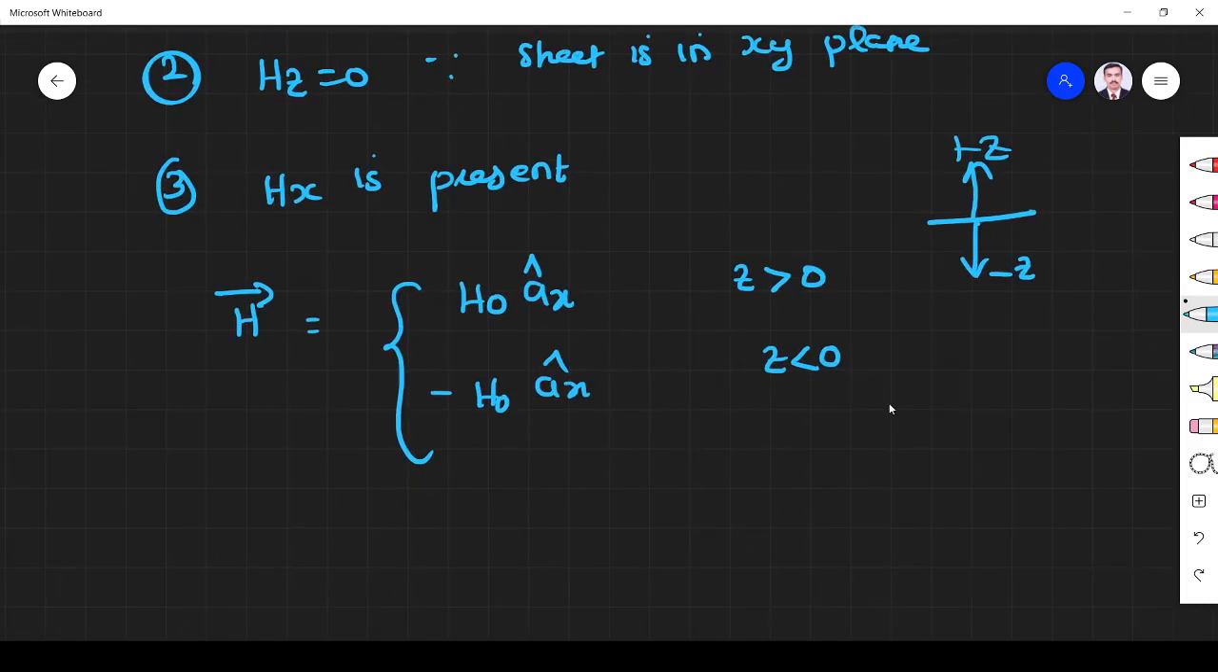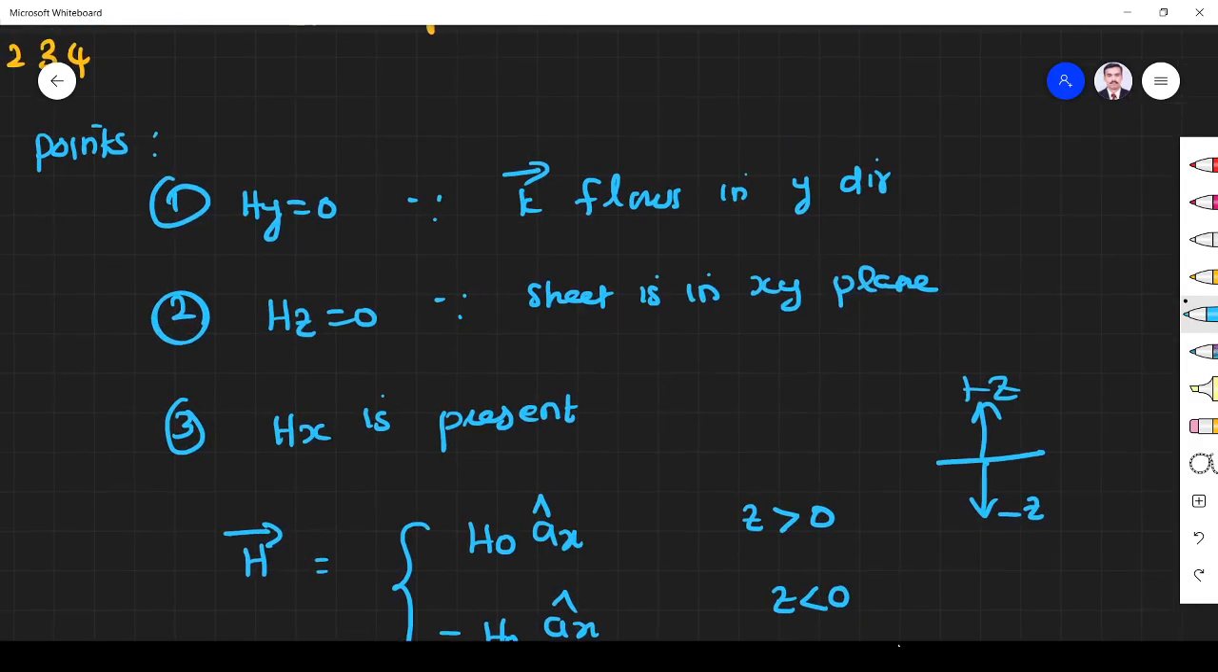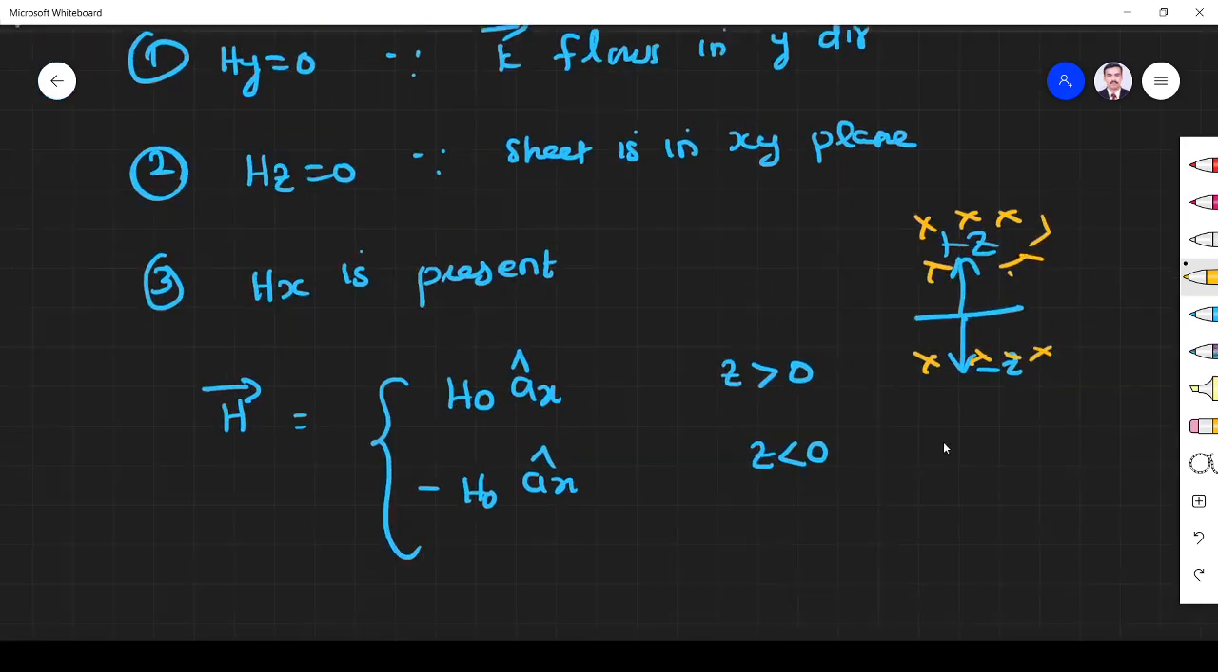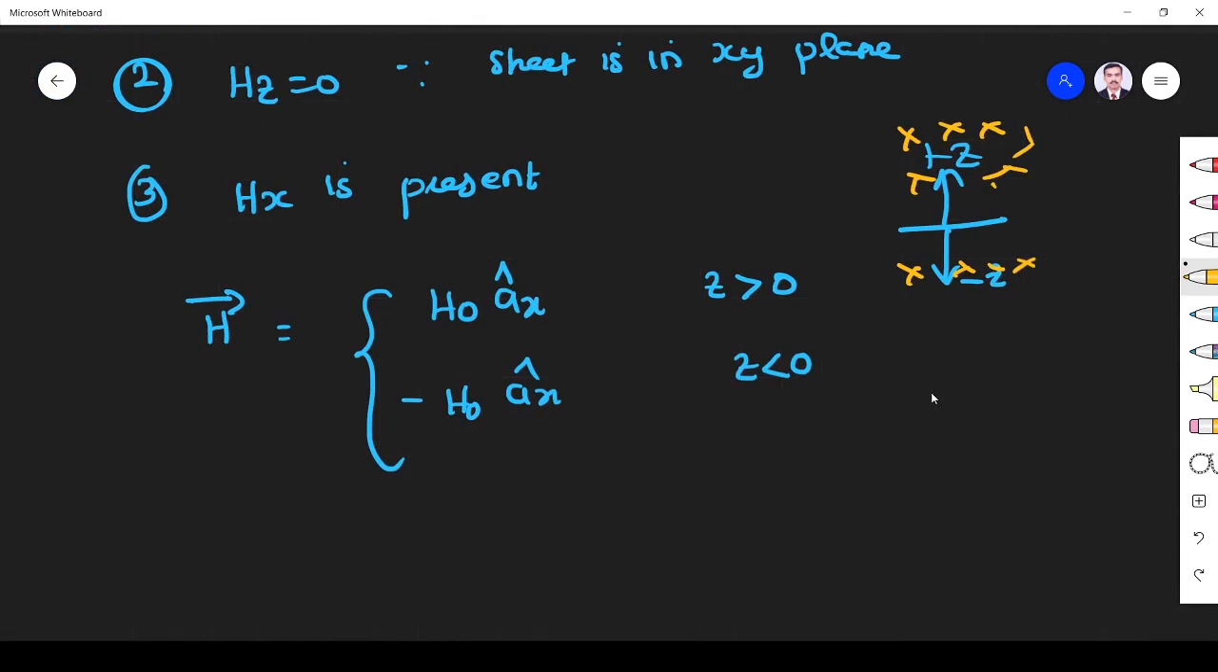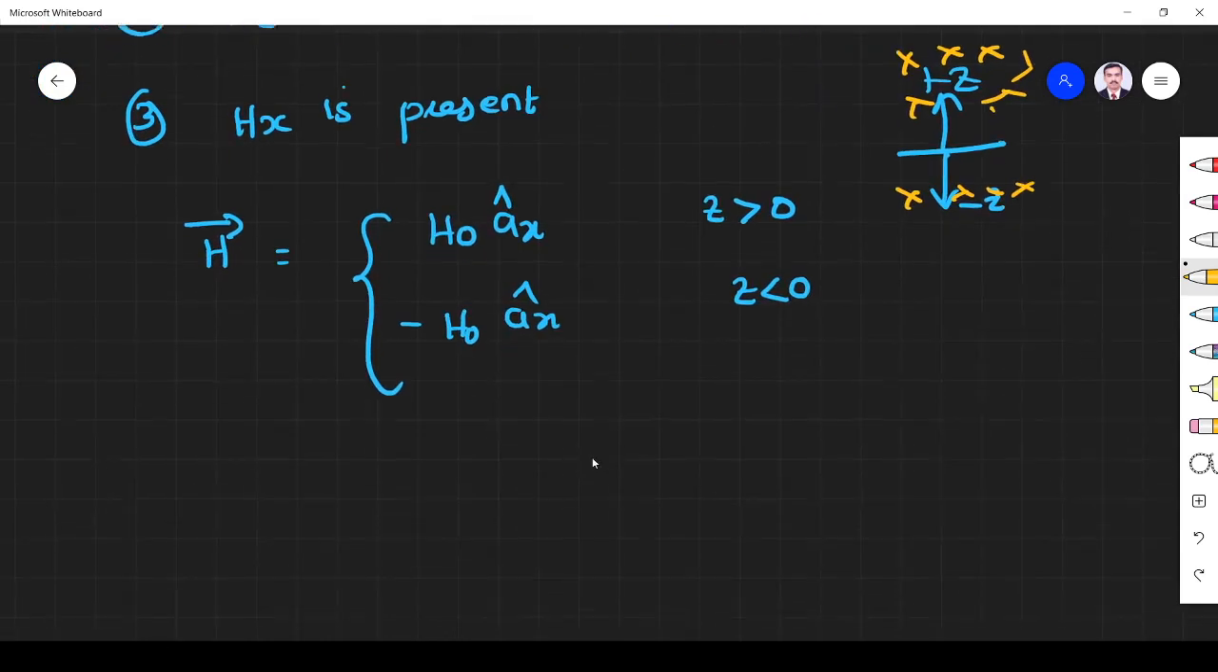In the negative Z direction, it is minus, because this is a sheet, and we are going to find the magnetic field either above the sheet or below the sheet. So above the sheet, the X component has a positive value. Below the sheet, it's negative. As usual, we know about that.